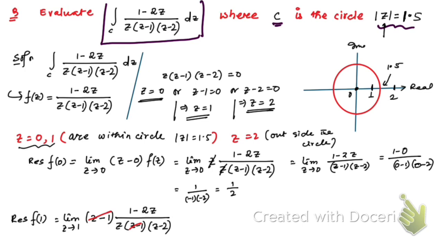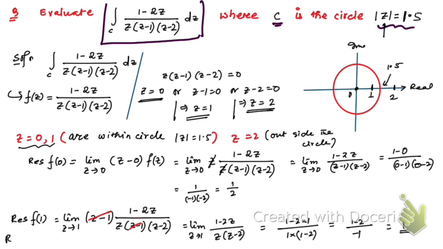Let's evaluate the limit, z tends to 1, of 1 minus 2z divided by z into z minus 2. Let's put 1. This is going to give you 1 minus 2 into 1 divided by 1 into 1 minus 2, right? So this is 1 minus 2 by minus 1, so minus 1 by minus 1, that's going to be equal to 1.